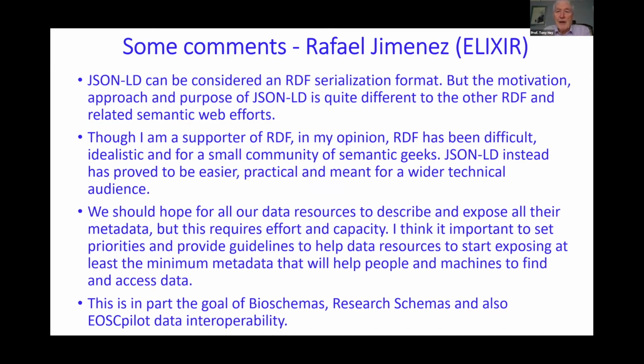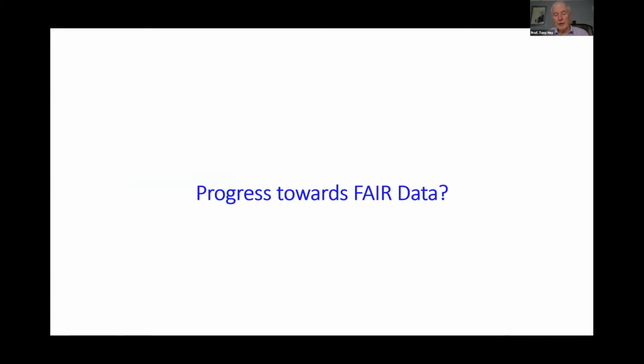And this is what Rafael Jimenez said in 2015. Just to read a bit of it, he's a supporter of RDF, but it's been difficult, idealistic, and for a small community of semantic geeks. JSON-LD has an easier, practical, and wider technical audience. So we should hope for all our data to describe and expose all their metadata. It's important to set priorities and provide guidelines to start exposing at least the minimum metadata that will help machines and people find data. So it's a step on the road, and it's stepping back from doing everything using semantic web technologies.